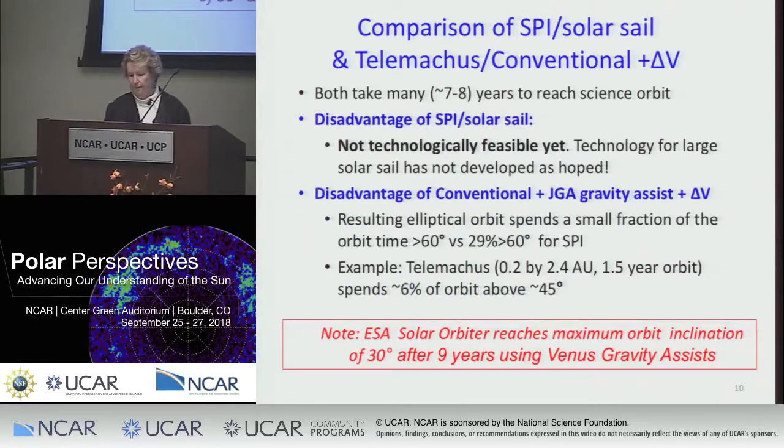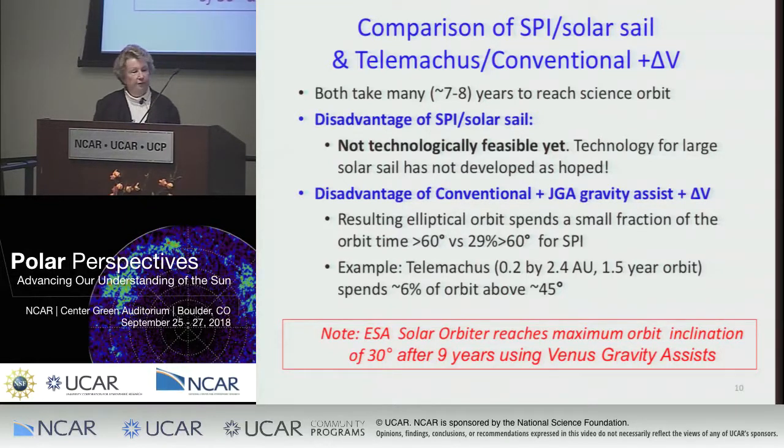So just to make a quick comparison of whether you use the SPI orbit or the Telemachus conventional orbit, both of these take a long time to get to the science orbit, 7 or 8 years. The big disadvantage of the solar polar imager type orbit is that it's not yet technologically feasible. We'd hoped that the technology for large solar sails would develop more rapidly, and it hasn't. Les will be addressing this in his talk.